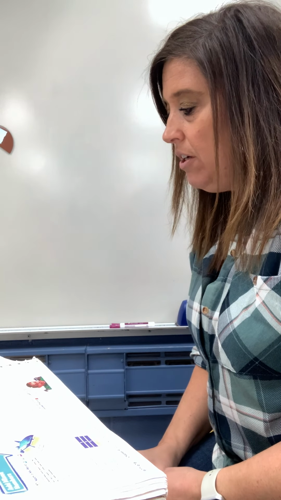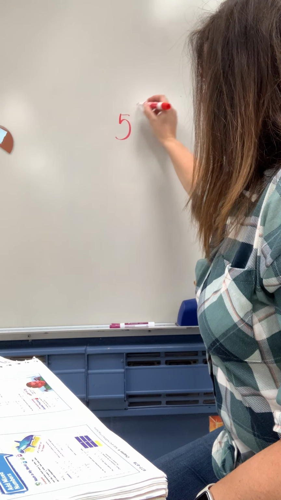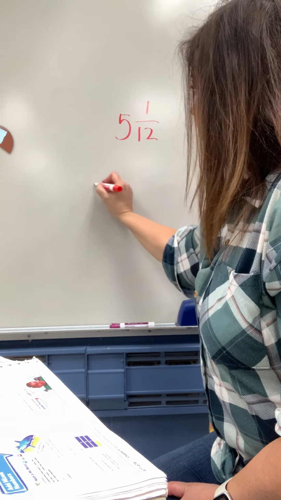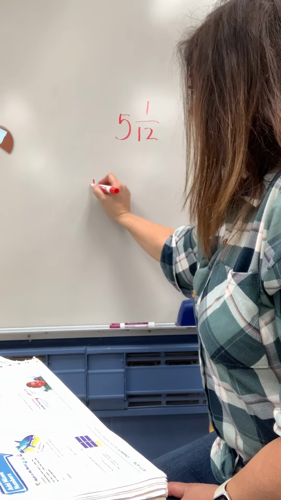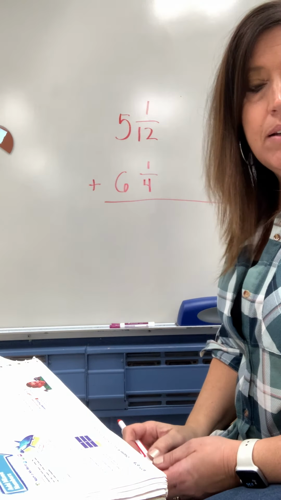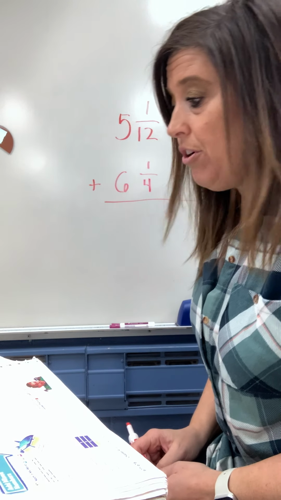All right, I'm going to practice number 4 on page 679. It says 5 and 1/12 plus 6 and 1/4. Okay, go ahead and do that problem. See if you can get the answer, and then I'm going to do the problem as well and see if you get the same answer.